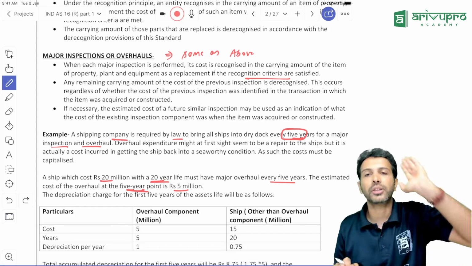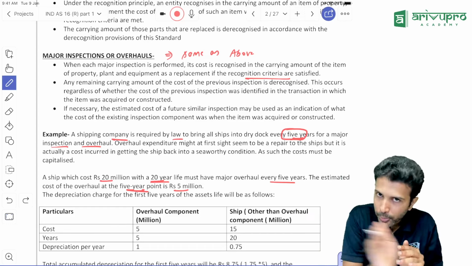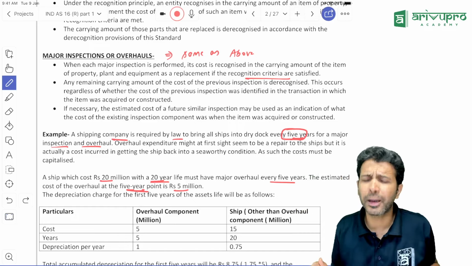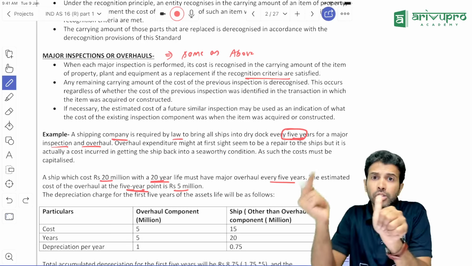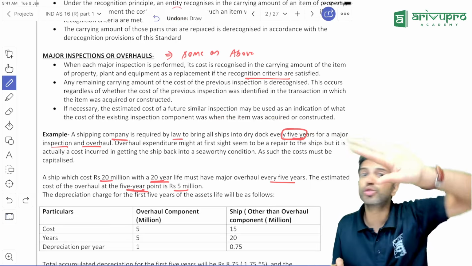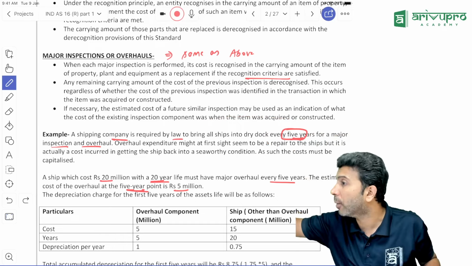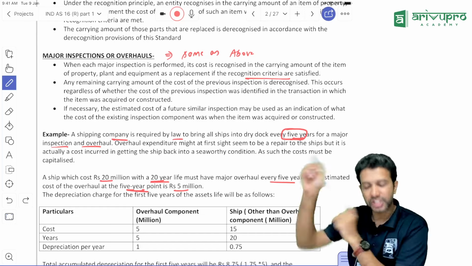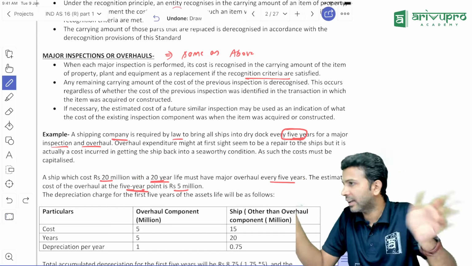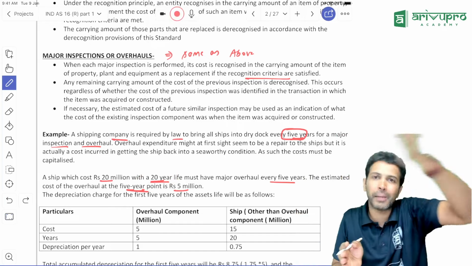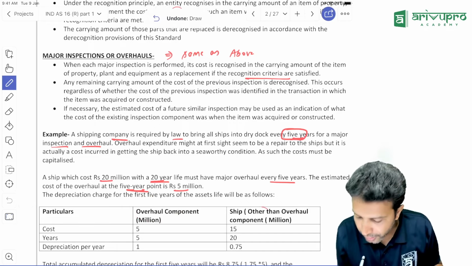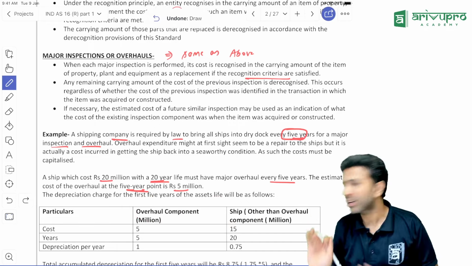Stop. Now, do all the components of the ship have the same life or different life? Different life. What is the breakup? Tell me once again. The overhaul has to be done once every 5 years. That means the useful life of that overhaul component is only 5 years. But the ship's useful life is 20. That means again you need to segregate. In our previous example, we segregated as battery and other parts. Here we have to segregate it as the overhaul component and other parts, or you can call it the ship proper.